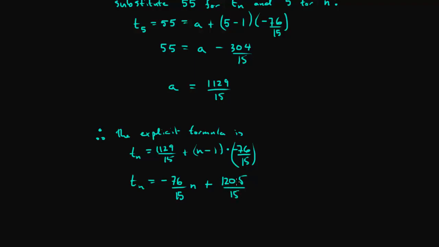Now we can check for divisibility. 1,205 is divisible by 5 because it ends in 5. If we divide this by 5, we get 241 over 3. So this should be 241 over 3. So that is the formula for the nth term of that sequence.